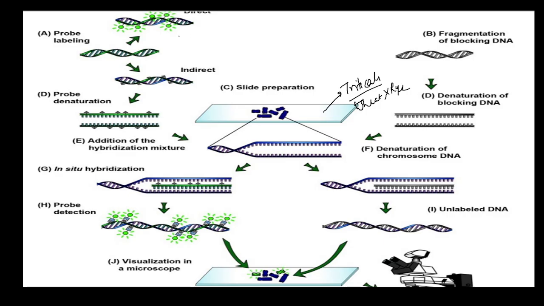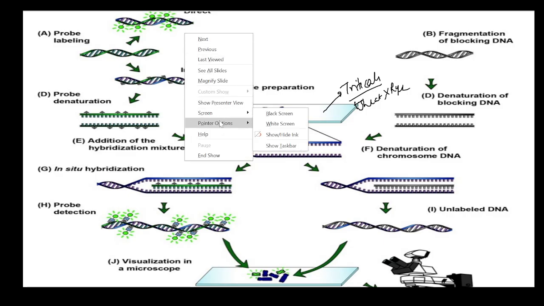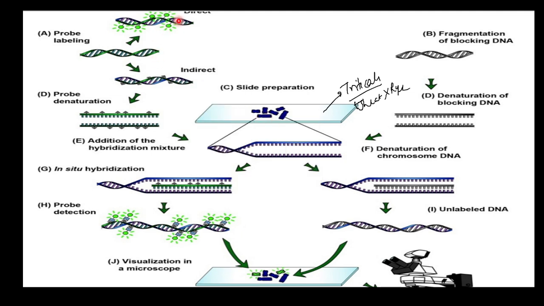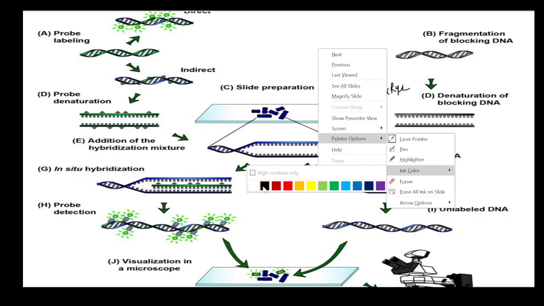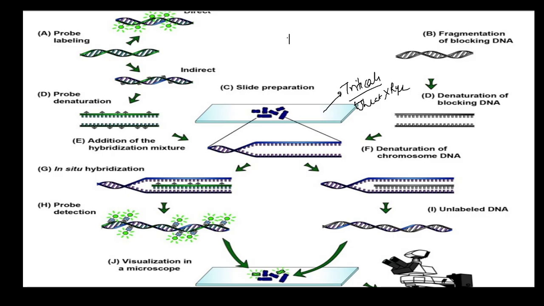So what will you do? You are going to label the rye chromosomes with a direct or indirect fluorophore. After that, you are going to do the denaturation. Again, you are going to denature these chromosomes. Then you are going to add the blocking DNA. The blocking DNA will bind to the repetitive sequences, again to prevent the background signal.